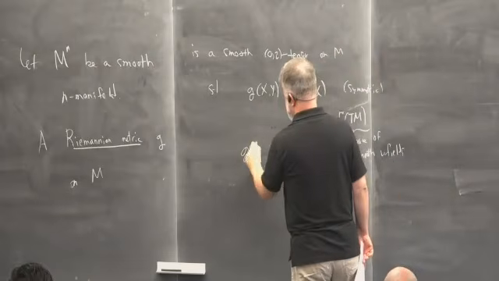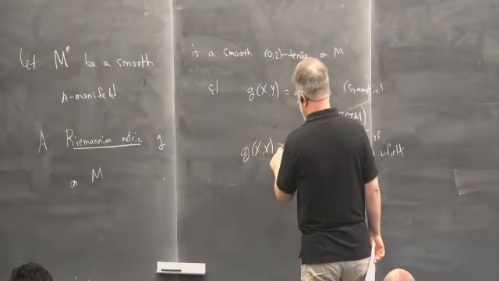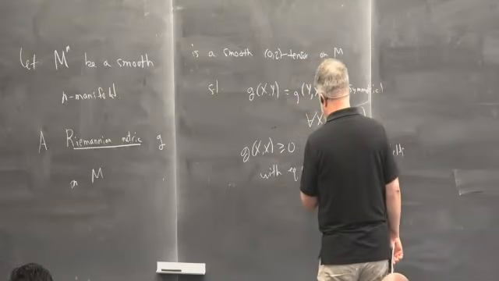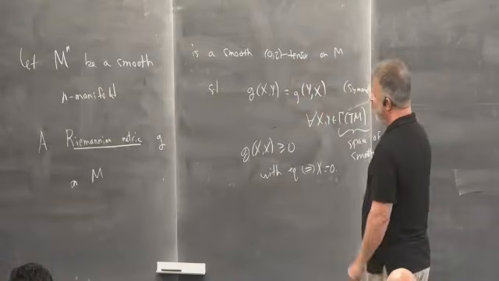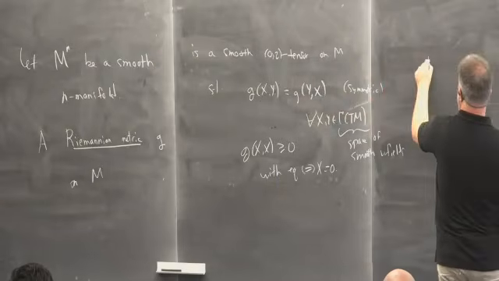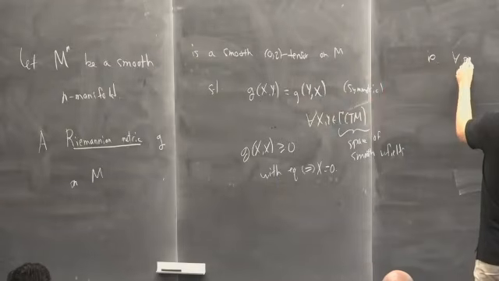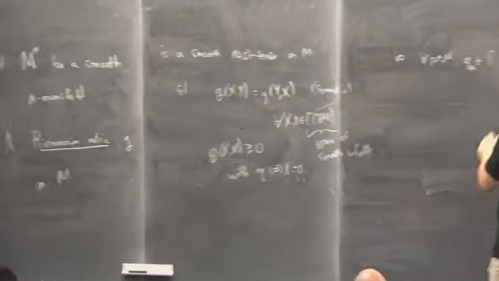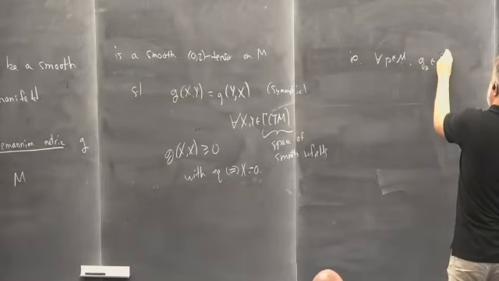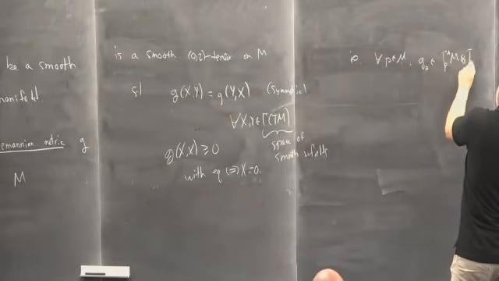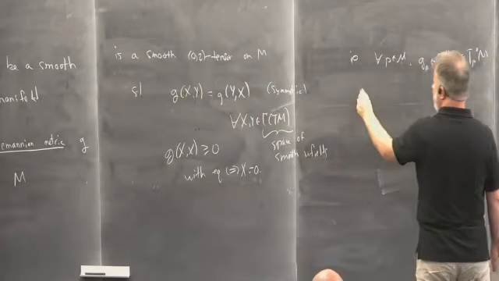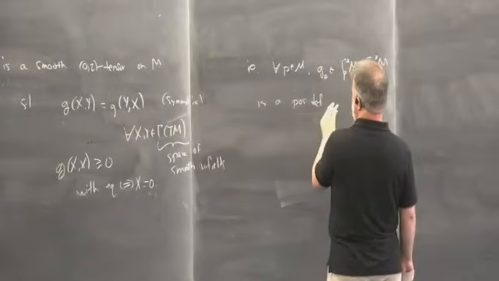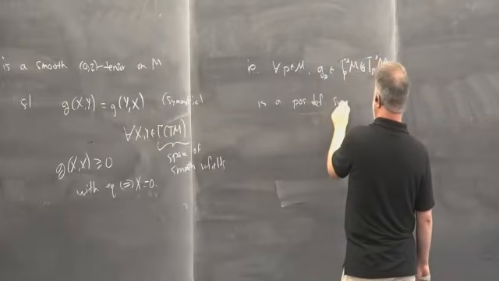And moreover, g(X,X) is greater than or equal to 0, with equality if and only if X equals 0. Okay, so really what it's saying is, i.e., for all p in M, g at p, which is an element of T_p^*M tensor T_p^*M, is a positive definite symmetric bilinear form.